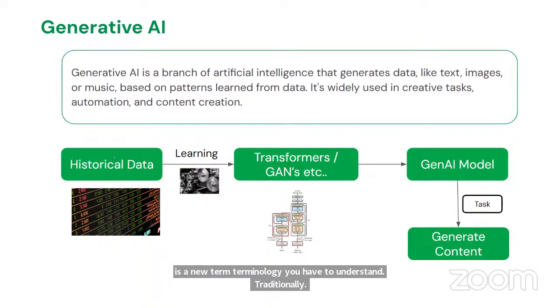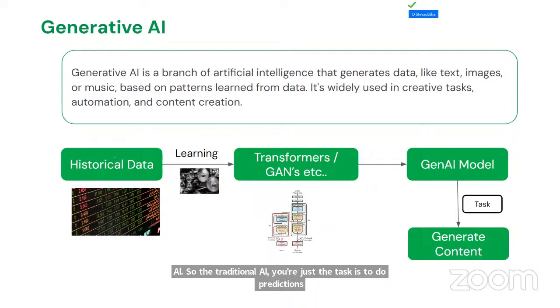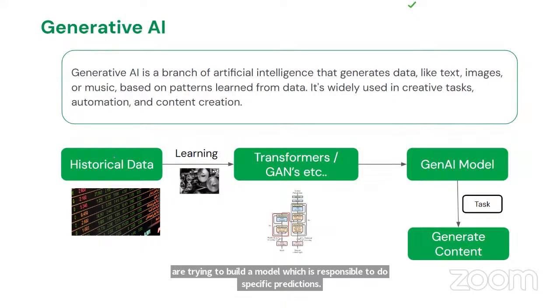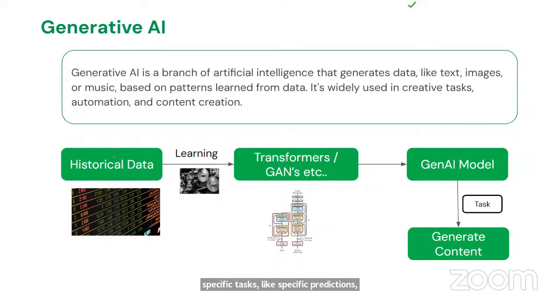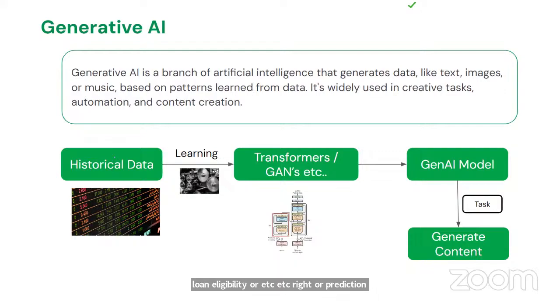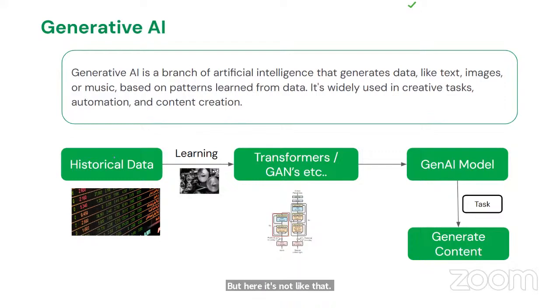In traditional AI, the task is to do predictions, right? If someone asks you what is the difference between traditional AI and generative AI: in traditional AI, using the algorithms, you are trying to build a model which is responsible to do specific predictions, specific tasks, like prediction of customer churn, or loan eligibility, or demand or sales, or prediction of cat or dog in an image. But here it's not like that. Here we are generating new content, new information from the models. That is what generative AI is.